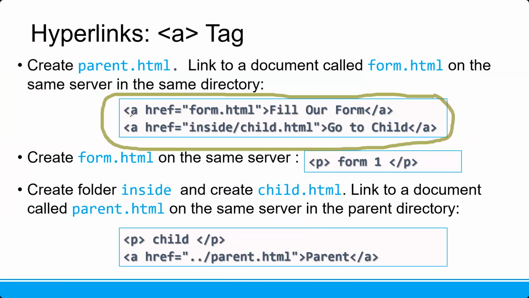We will make it A. A refers to any kind of hyperlink reference. And I want to connect to this HTML file. It means if I click the words fill our form, then it will open the form.html. If I have a folder inside, then it will go to the folder inside and find any file with the name child.html.